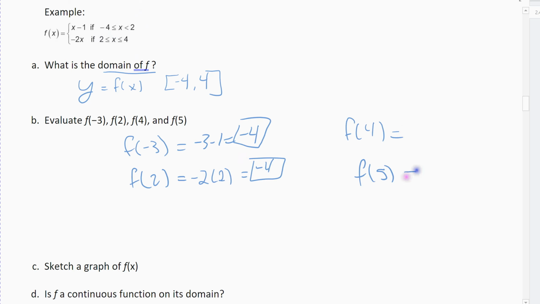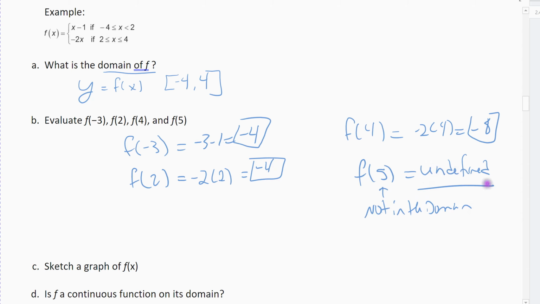Then f of 4. f of 4 is in the second piece, 4 exists, there's equal to, and so negative 2 times 4 comes out negative 8 for that answer. And then the last one's sort of a trick question, f of 5. Remember, our original domain only exists between negative 4 and 4, so 5 is outside the domain. So this is not in the domain. If it's not in the domain, we say undefined. It's not defined in the domain. It does not exist at 5. The function only exists between negative 4 and 4.